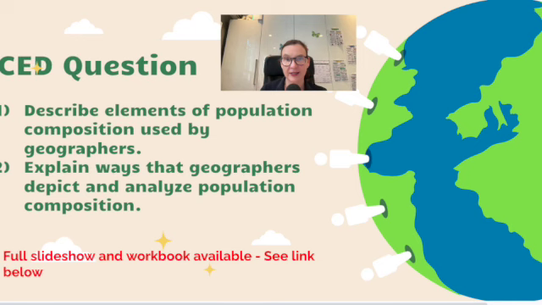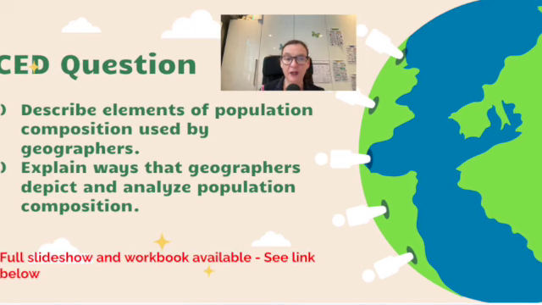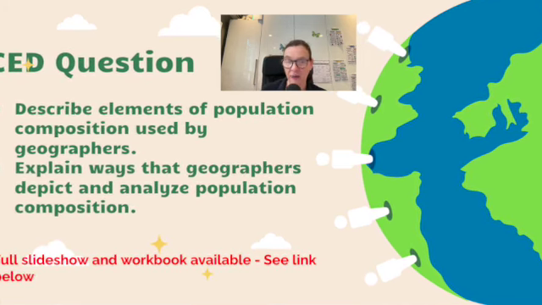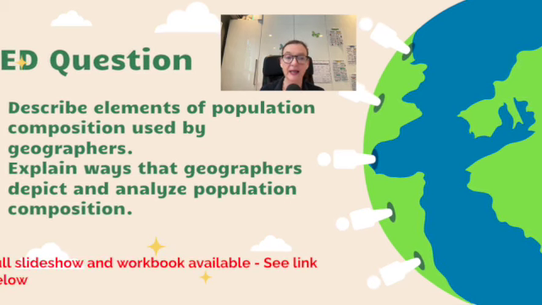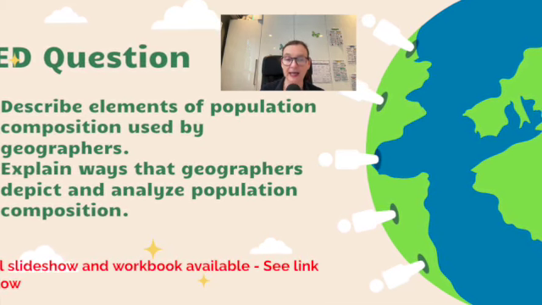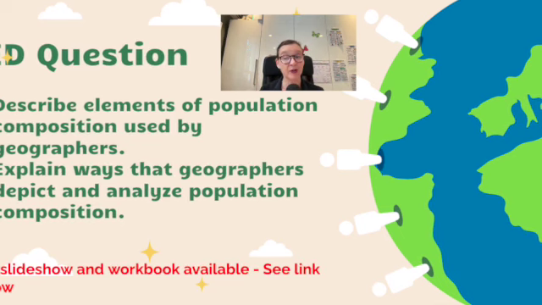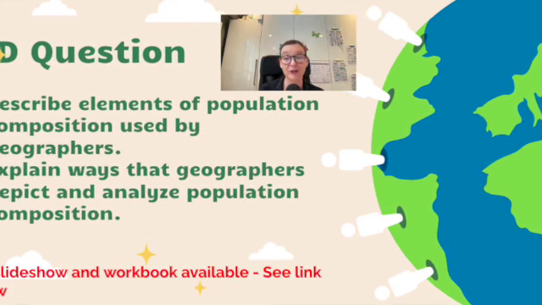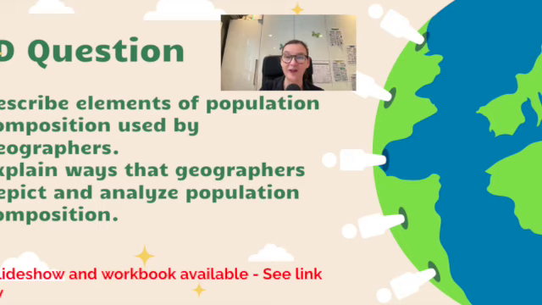The two CED questions that we're going to be looking at in 2.3 are: one, describe elements of population composition used by geographers, and two, explain ways that geographers depict and analyze population composition. I'm going to talk about all the essential knowledge you need to be successful on the exam or your Unit 2 test.